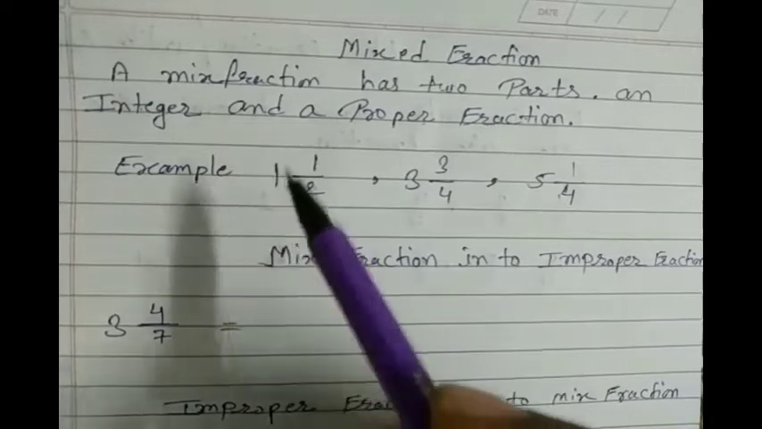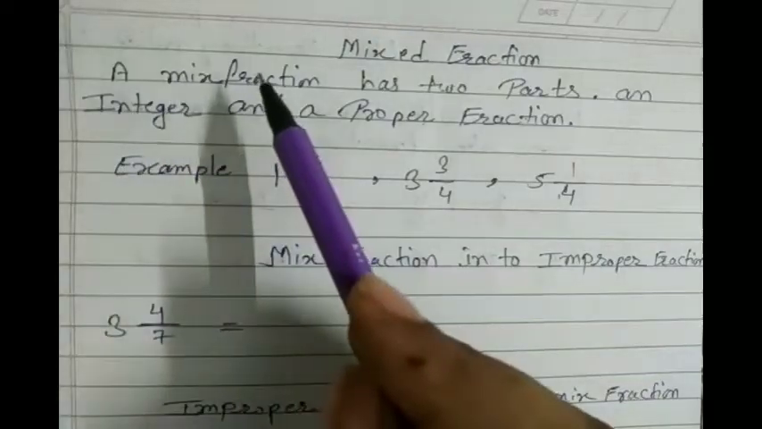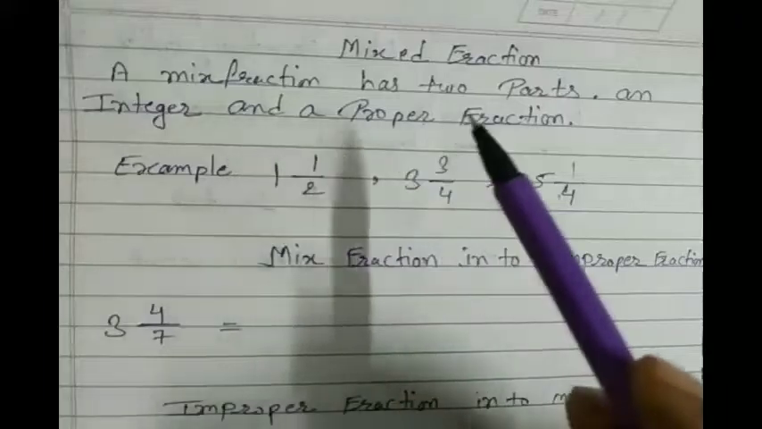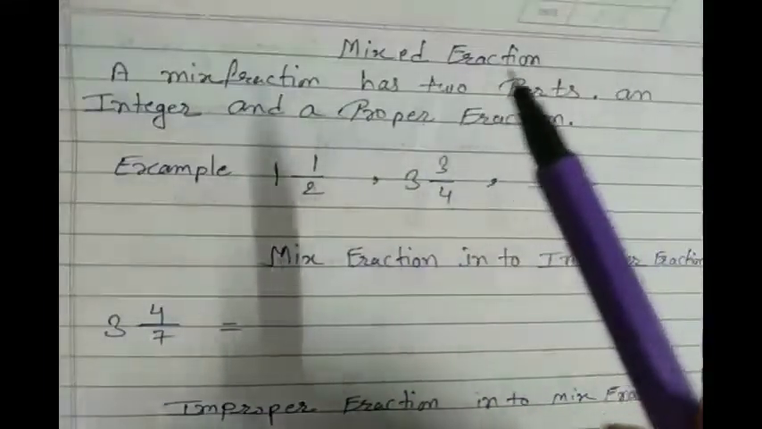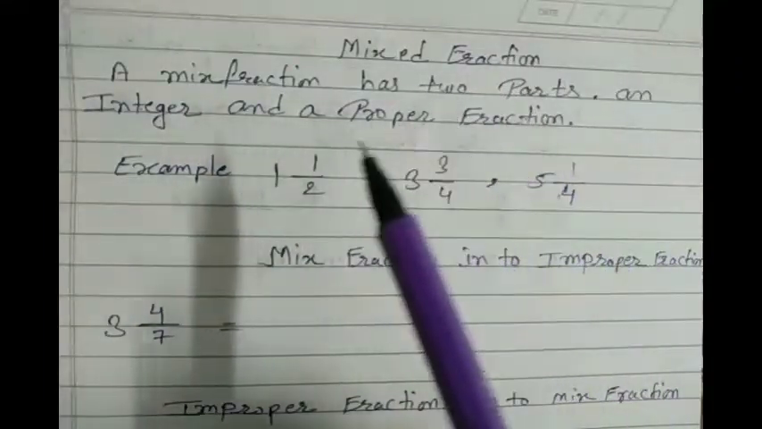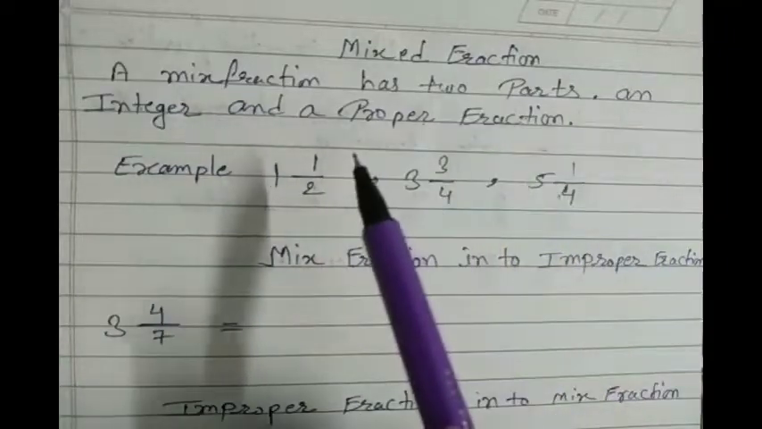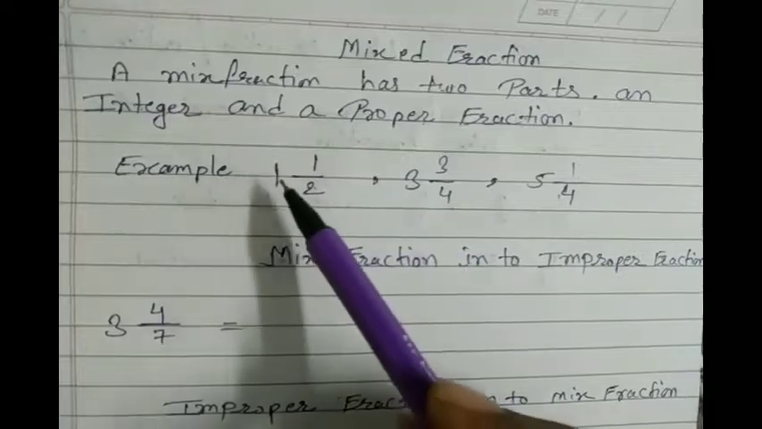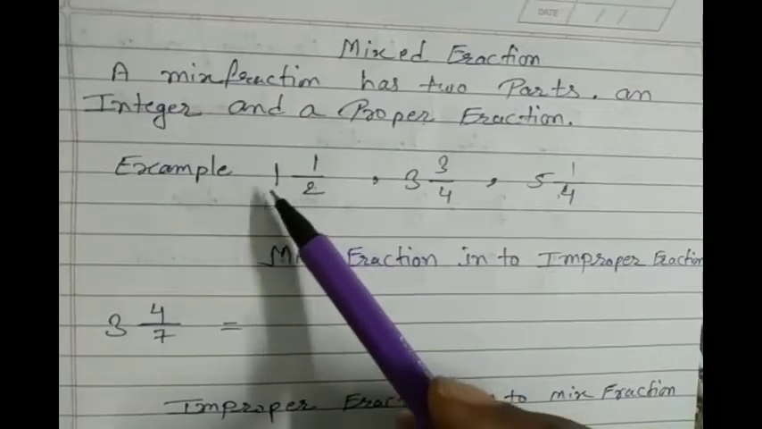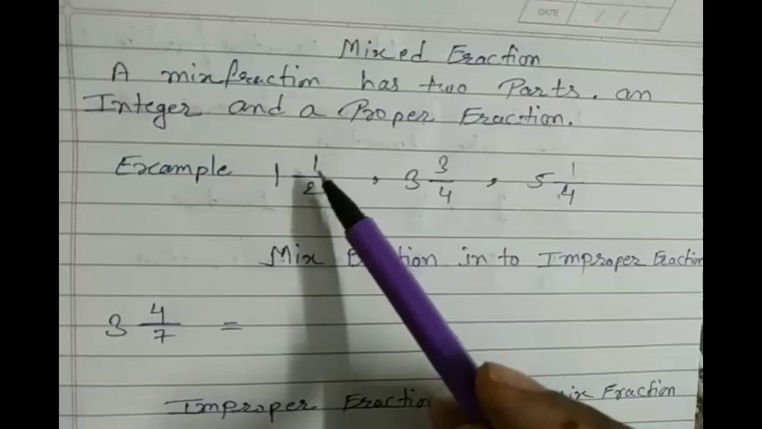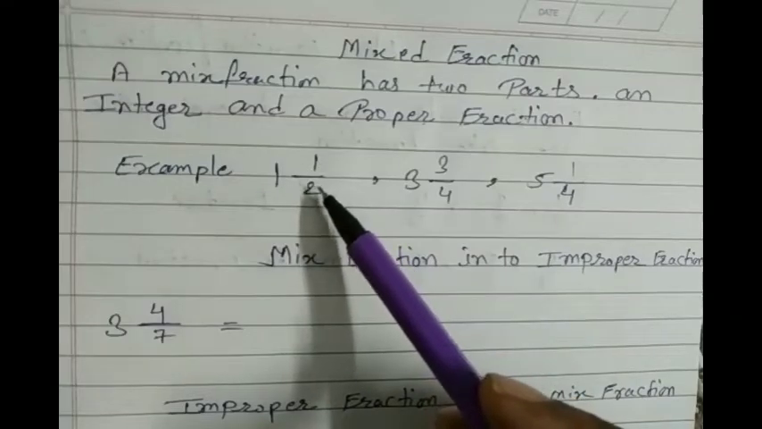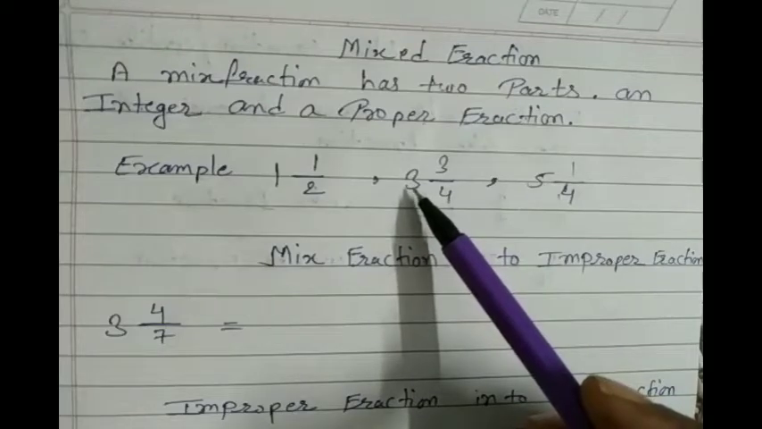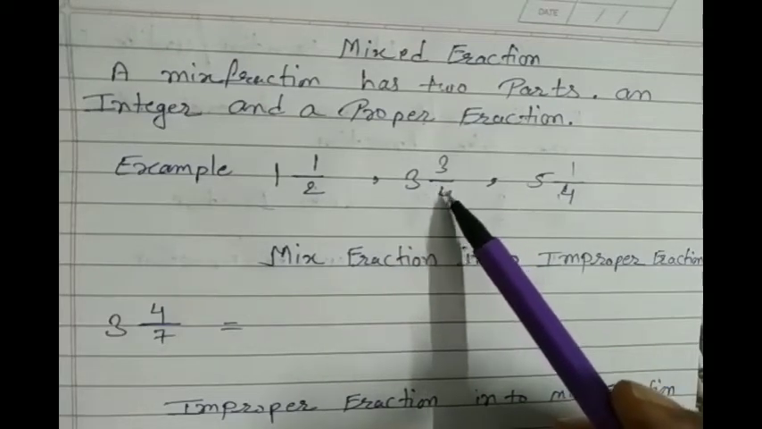So we can say that a mixed fraction has two parts, an integer and a proper fraction. In other words, the combination of an integer and a proper fraction is known as a mixed fraction. See some examples. 1, 1 upon 2. 1 is an integer, 1 upon 2 is a proper fraction. 3, 3 upon 4. 3 is an integer, 3 upon 4 is a proper fraction.